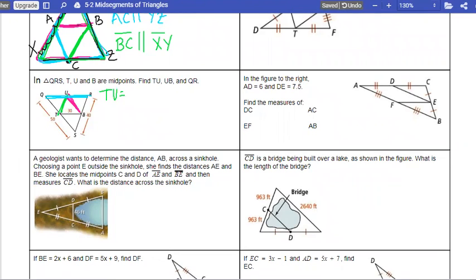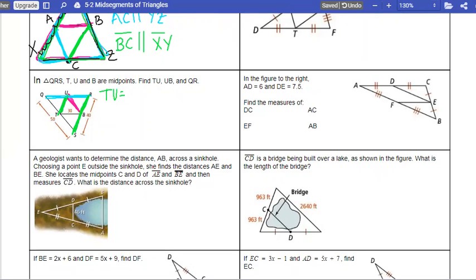So TU. First things first, we need to figure out what TU is parallel to. So TU, what line is TU parallel to? It has to be parallel to something out of our big triangle, so not our mid-segment. The mid-segment's the middle of our triangle. It cannot touch our triangle because it has to be parallel. So the one that it is parallel to would be this one right here.